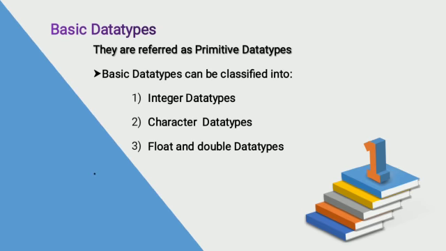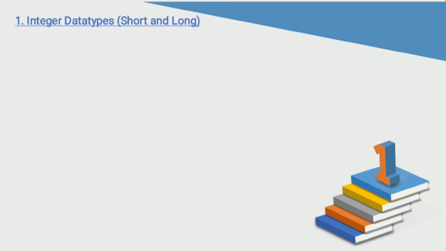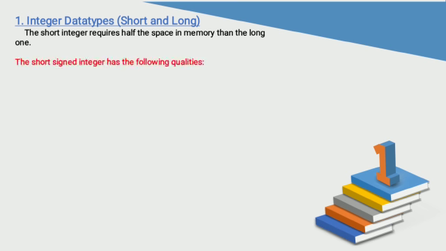Basic data types are referred to as primitive or fundamental data types. The basic data types can be classified into three. They are integer data types, character data types, float and double data types. Integer data type. Integer data types is of short integer and long integer. The short signed integer requires half the space in memory than the long one.